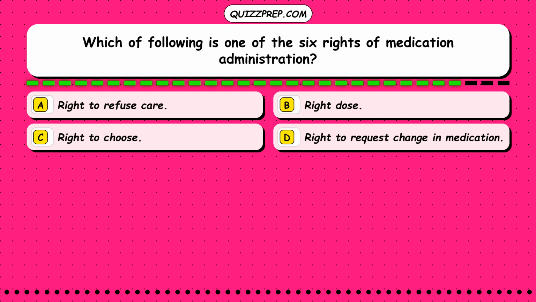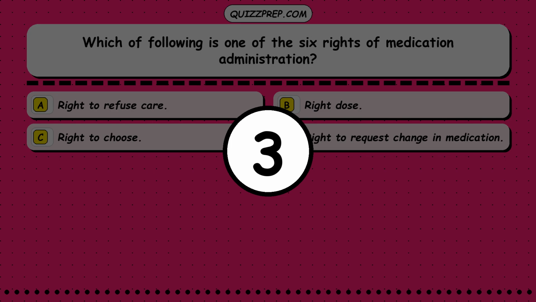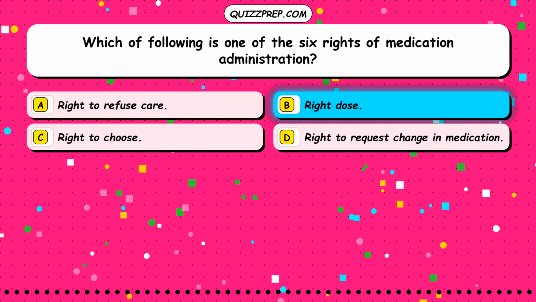Question 322. Which of following is one of the 6 rights of medication administration? Option A, right to refuse care. Option B, right dose. Option C, right to choose. Option D, right to request change in medication. The correct answer is option B, right dose.